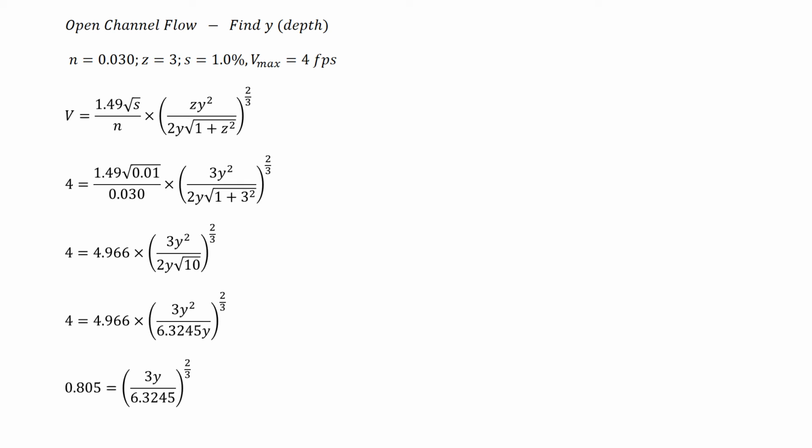remove one of the y's from the denominator, or remove one of the y's from the numerator, so y squared divided by y, so we just end up with the 3y over 6.3245 raised to the 2/3 power. Now, moving over into this right column, we can raise each side to the power of 3/2. That's going to get rid of the exponent around our parentheses. So we have 0.722 equals 3y divided by 6.3245.